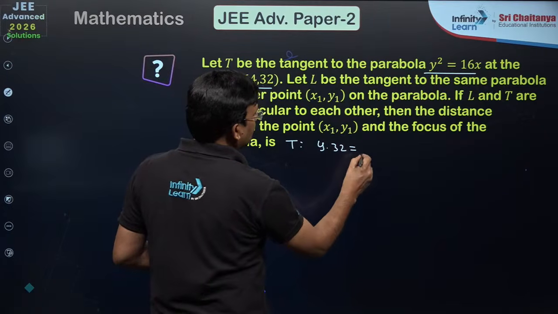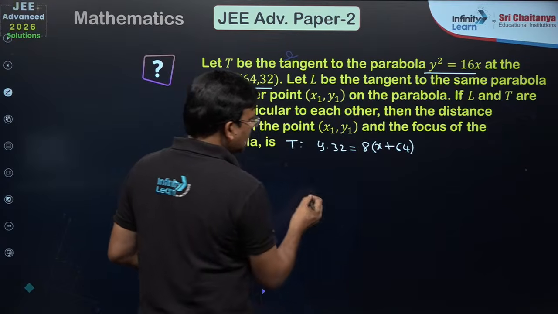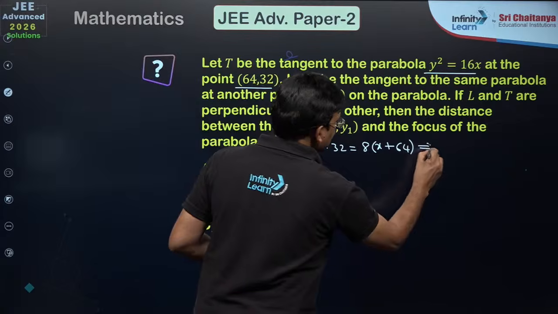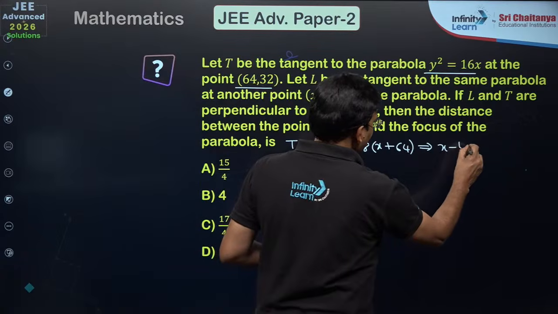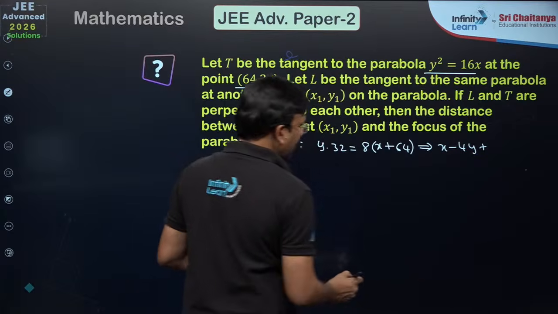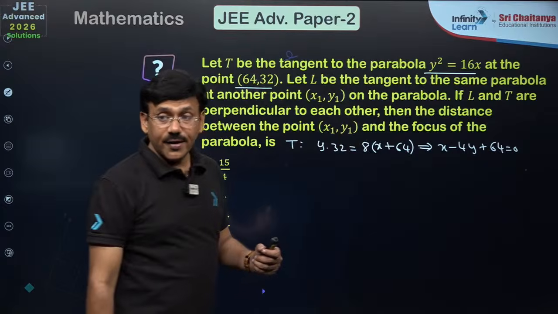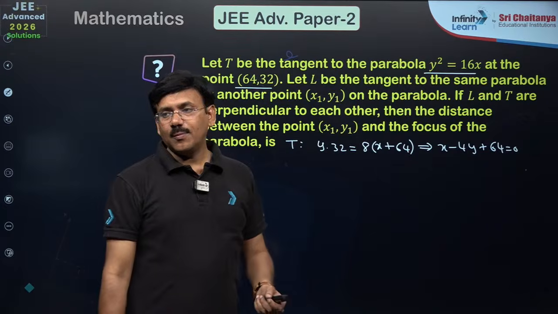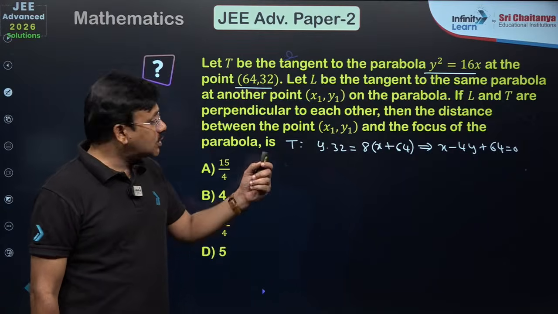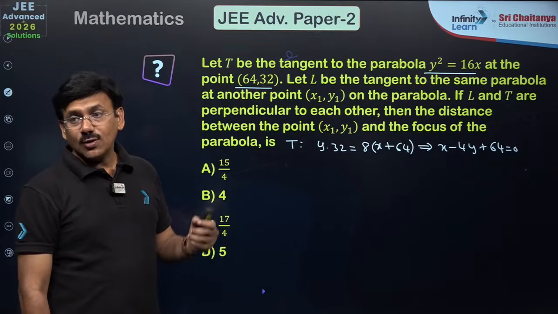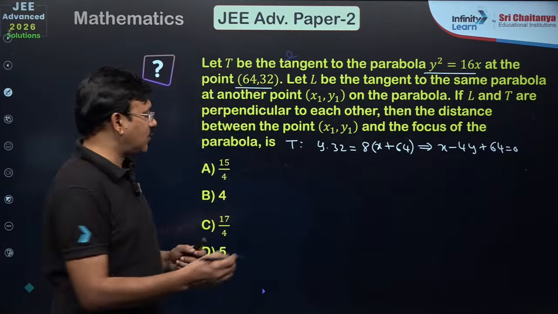y1 is equal to 8 into x plus x1, which gives x minus 4y plus 64 equal to 0. Now, this is the tangent to the parabola with slope 1 by 4. So, a line perpendicular to this will have slope minus 4.